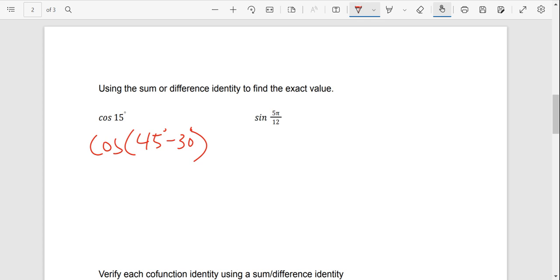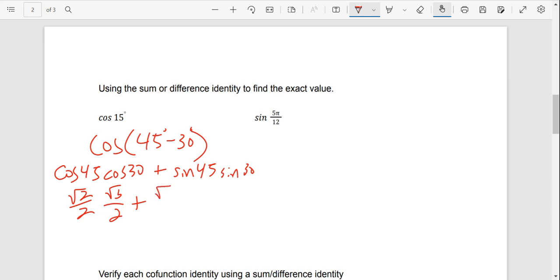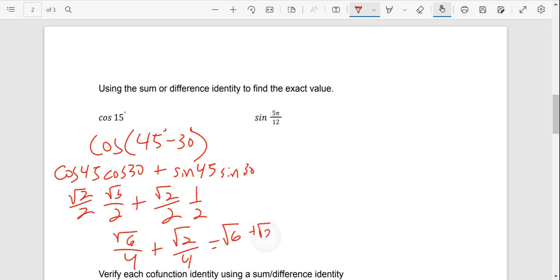So, formula time. So, we got cosine 45 times cosine 30. You're adding in the middle. Sine 45, sine 30. Cosine 45 is root 2 over 2. Cosine 30 is root 3 over 2, plus root 2 over 2 times 1/2. So it's going to get us root 6 over 4 plus root 2 over 4. And don't be a silly goose. Combine and make it root 6 plus root 2 over 4.